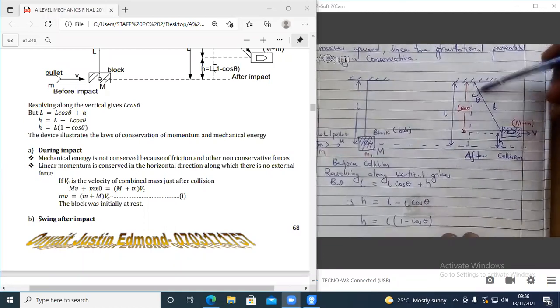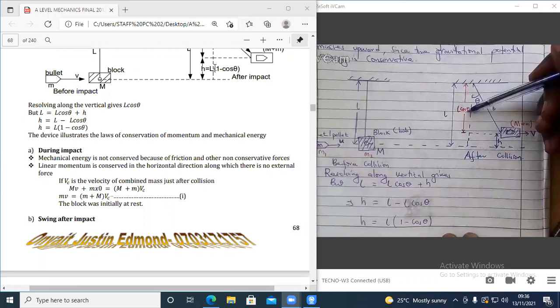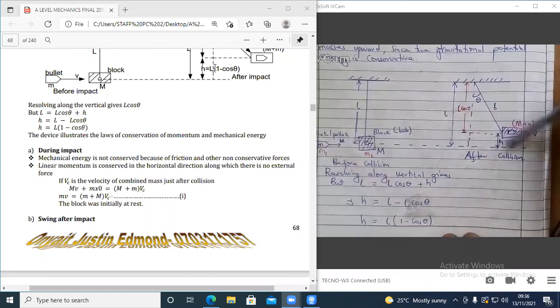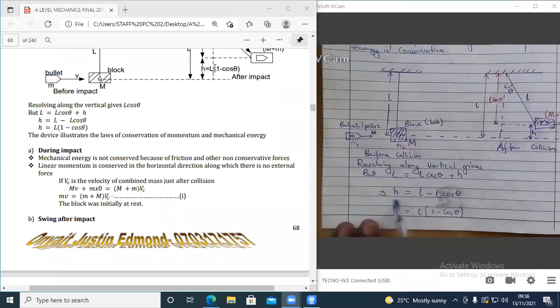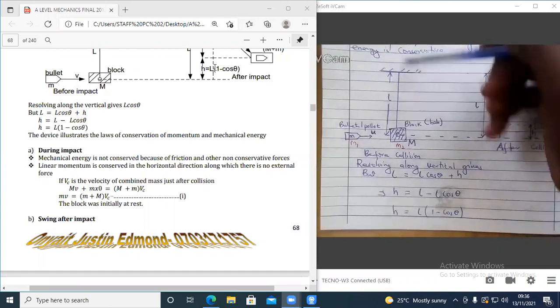We find that the component of this L, when it's in the air, is going to be L cos theta. So the whole length L is the same as L cos theta plus the height, which we put here. We are resolving it so that we find this. So H will be equal to L minus L cos theta. So H is equal to L into (1 minus cos theta), since L is common, because this length must remain constant.